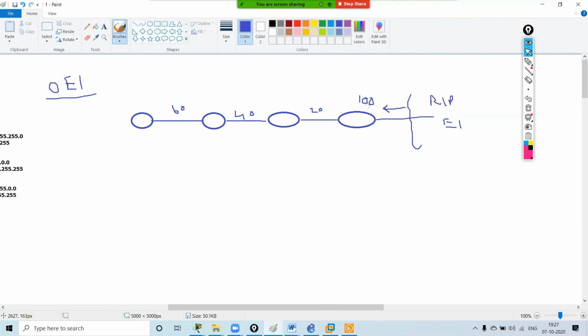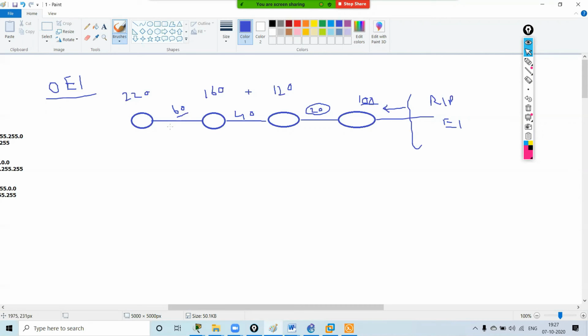Now, you can see the cost to reach this router from EIGRP is 100. When it comes over here, the cost will be 120. It will add the cost between these two routers, so on this router the cost will become 120. On this router, the cost will become 160 because it will add this 40 to 120. Then over here it will become 220, because it will add 60.